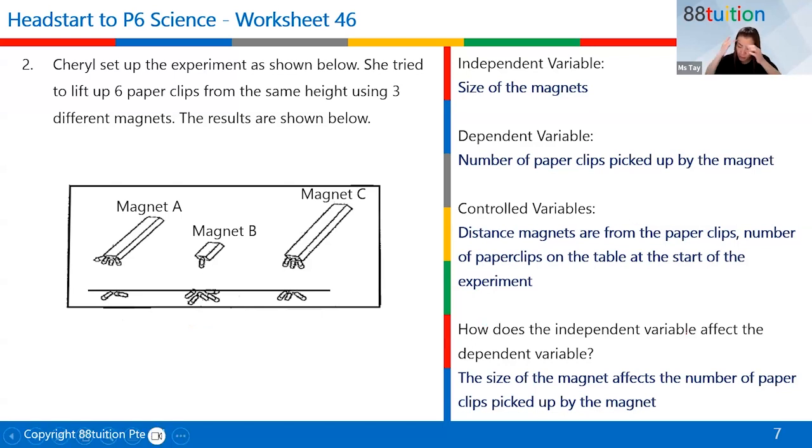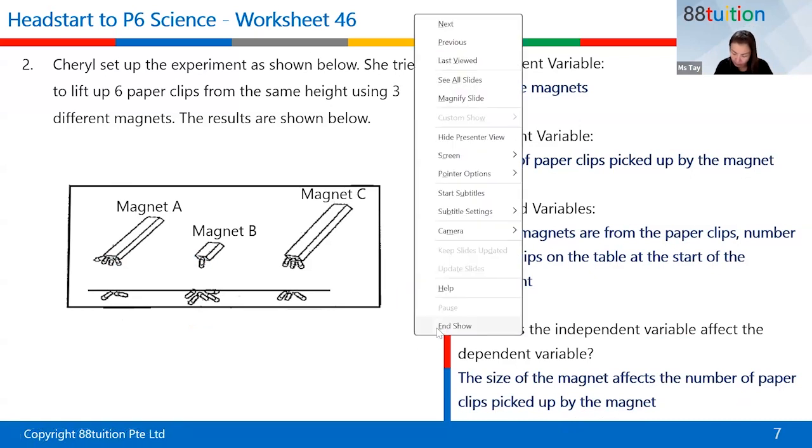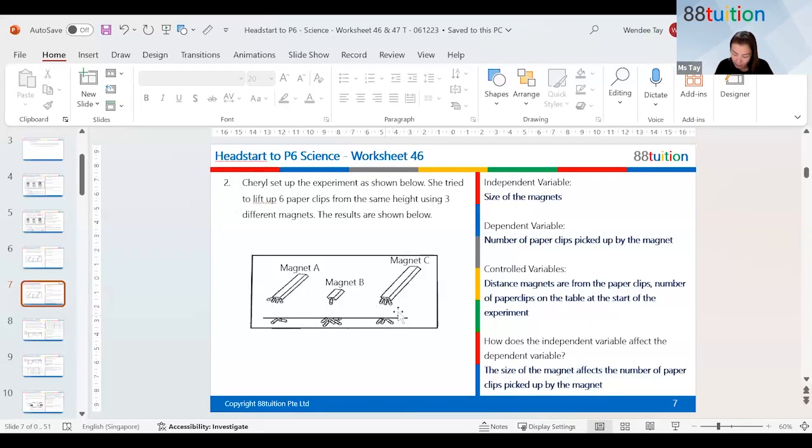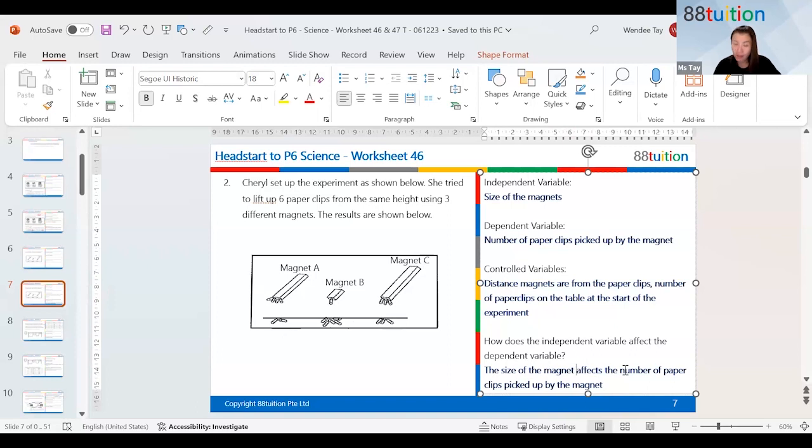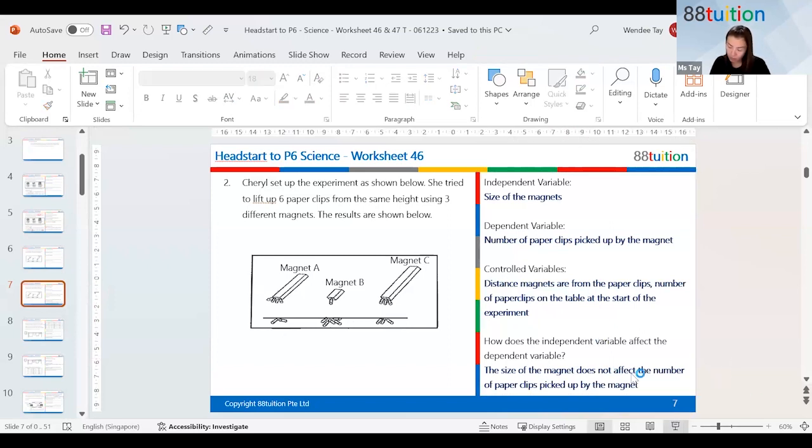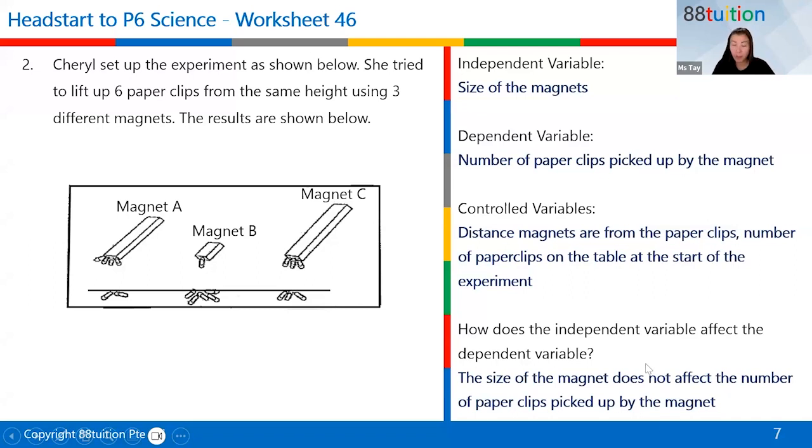Then how does the independent variable affect the dependent variable? Now, the size of magnet affects the number of paper clips picked up by the magnet. It's very clear already. Magnet A, 4 pieces attracted. Oh, sorry. Let me change this. It shouldn't be that, you see, because this is the biggest magnet, but it attracted only 3 paper clips, right? So it should be that the size of the magnet does not affect the number of paper clips picked up, because the biggest one did not attract more paper clips.